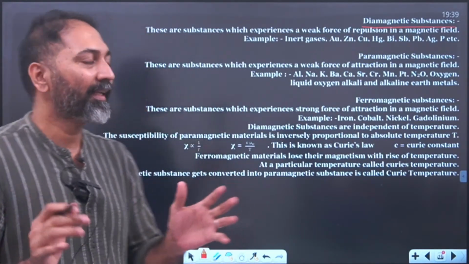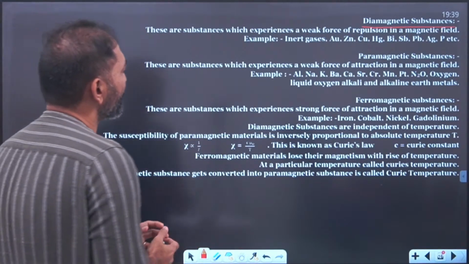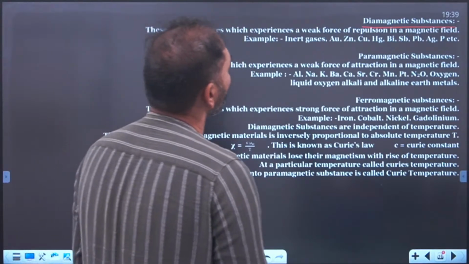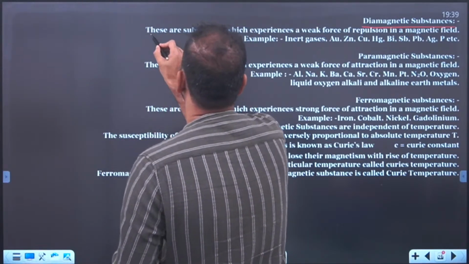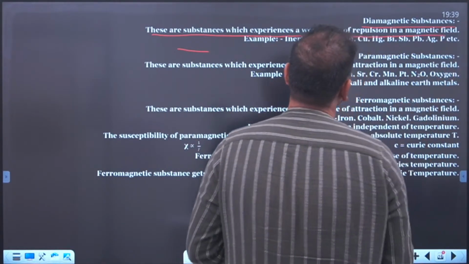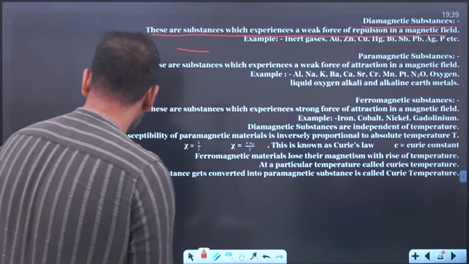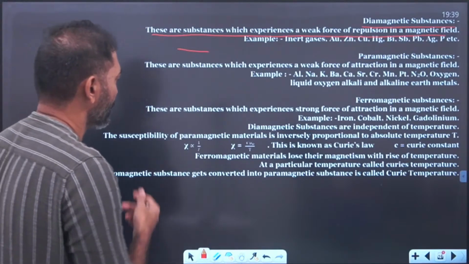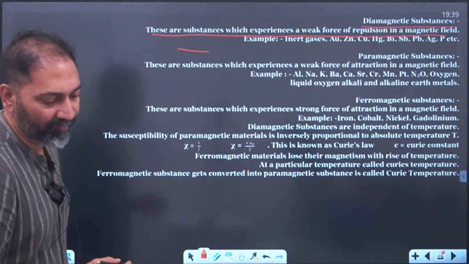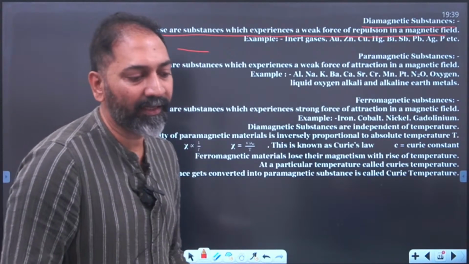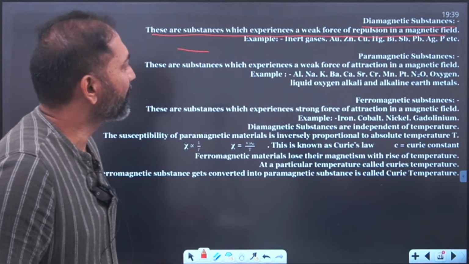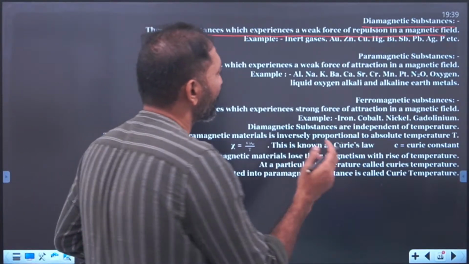So it's a complete theory side. These are the substances which experience a weak force of repulsion in magnetic field. So what are diamagnetic substances? These are the substances which experience what? Weak force of repulsion in magnetic field. That is a specialty of diamagnetic substances. Example, inert gases. Then there are many examples.